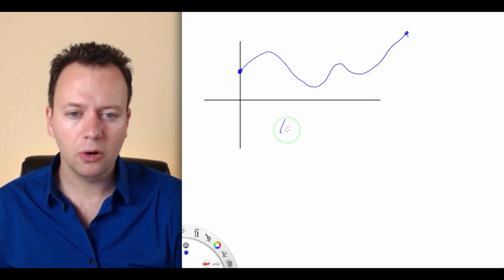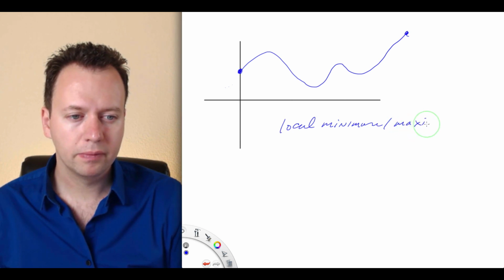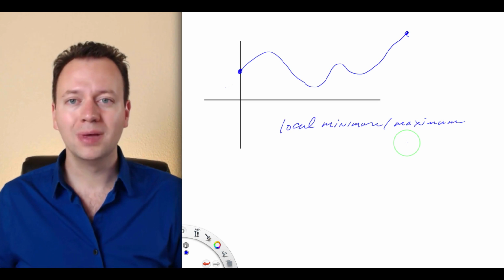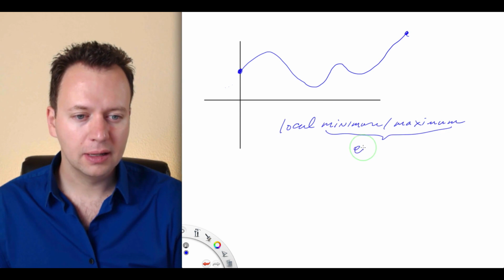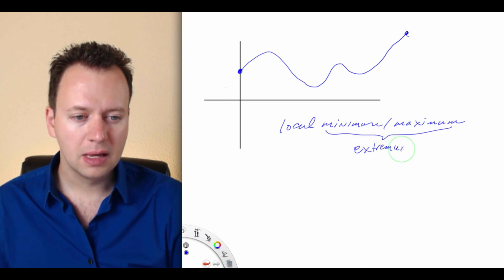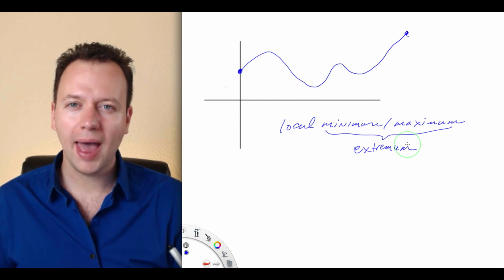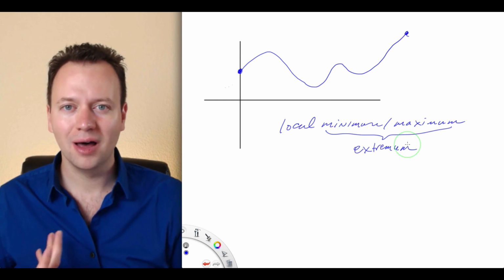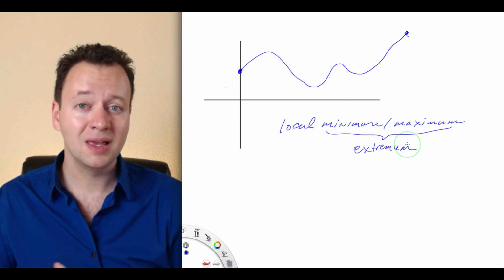So there are things called local minimum, maximum. The generic term for a minimum or a maximum is an extremum. So local, generically, extremum. And these are all singular. To change this to plural, we change the um suffix to an a. So the plural of minimum is minima. The plural of maximum is maxima. And the plural of extremum is extrema.